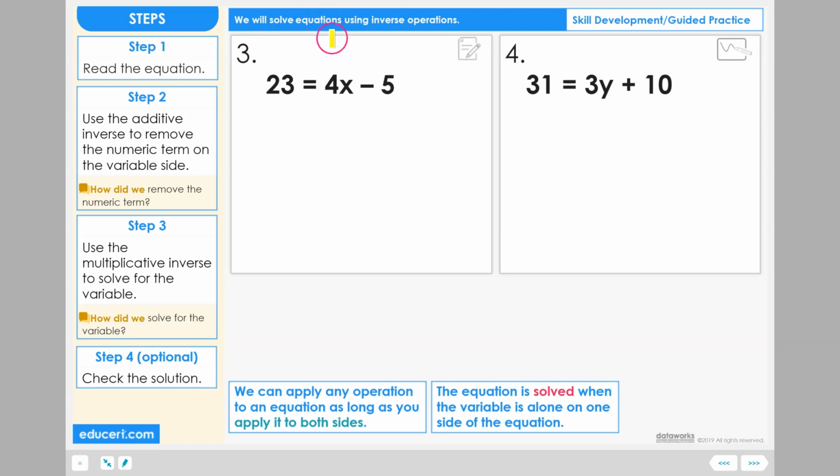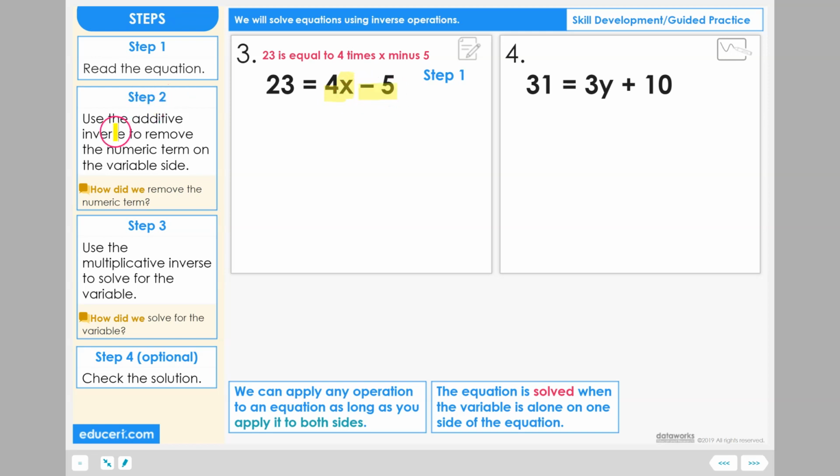Let's solve equations with the variable now on the right-hand side using inverse operations. Step 1. Read the equation. 23 is equal to 4 times x minus 5. The variable is on the right-hand side now, and there are two values that we need to remove to get the variable x all alone. We have 4 times x, we also have a minus 5.